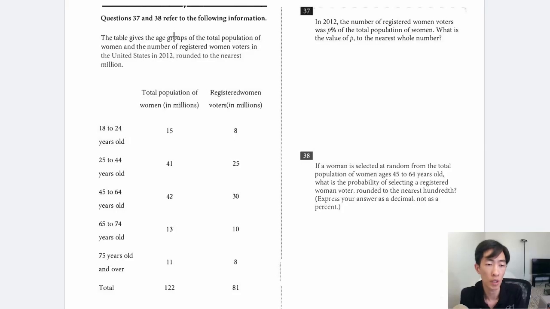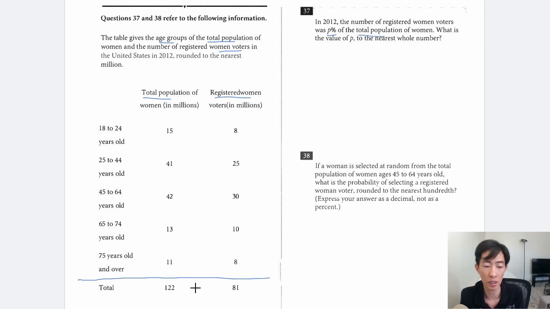Question 37 and 38, the table gives the age groups of the total population of women and the number of registered women voters in the US in 2012, rounded to the nearest million. So total population here, registered women here, and these are the age groups, and notice that they give the total down here. Question 37. In 2012, the total number of registered women voters was p% of the total population. What is the value of p?